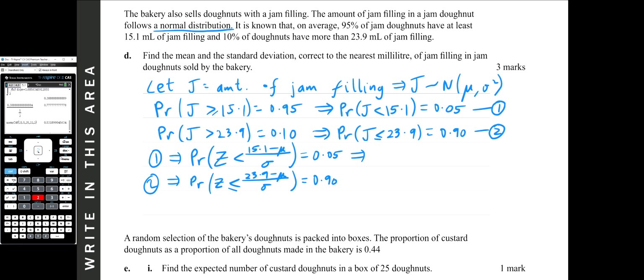Okay, so for the top one, because we've now got it standardized, we can inverse normal the right hand side and equate that to the inner compartment. So 15.1 minus mu over sigma is equal to the inverse normal of 0.05. So menu 553 is inverse normal.